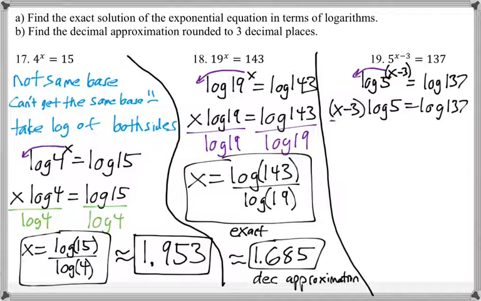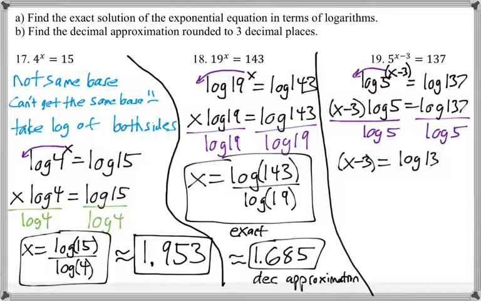Next I'm going to divide both sides by this log of 5. So that's just going to leave the x minus 3, and I have log of 137 over log of 5. Now, if you want to put your parentheses here, you can. You don't have to. Also on the left, we actually don't need those parentheses anymore.